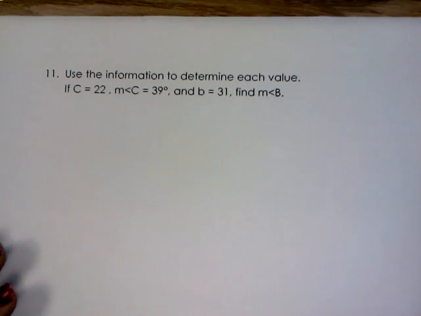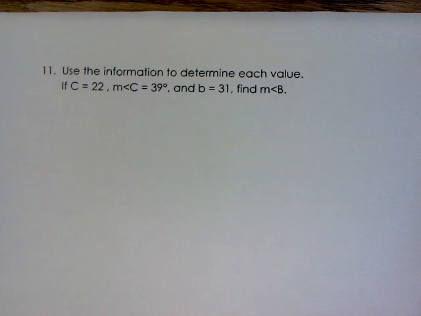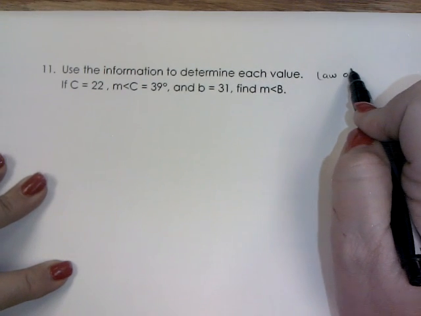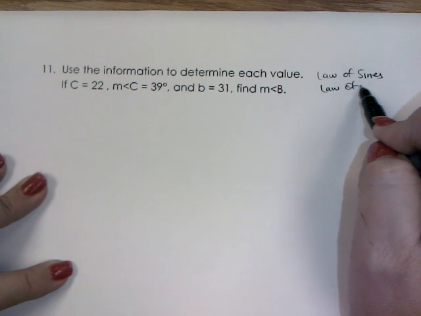Last but not least is our friend here. I don't have a right triangle. When I don't have a right triangle, there's only two things that I can use to solve it: the law of sines or the law of cosines.